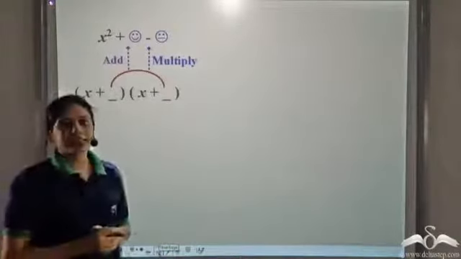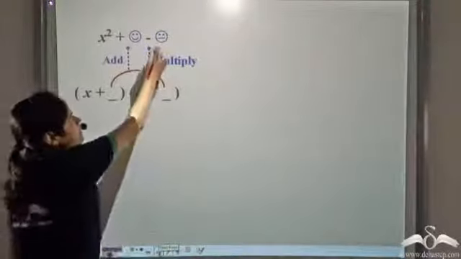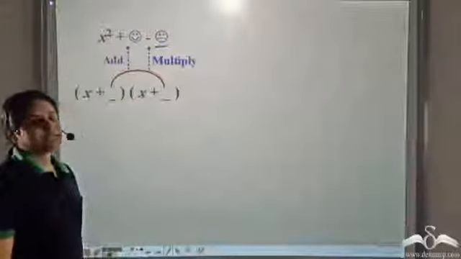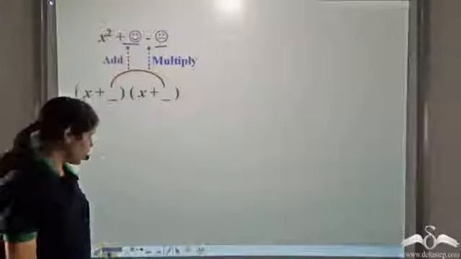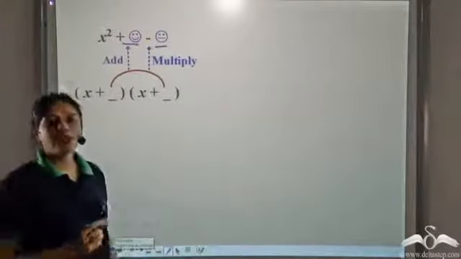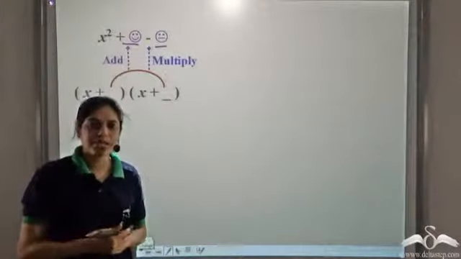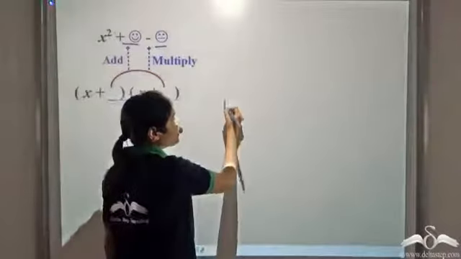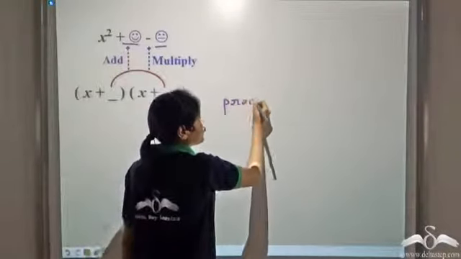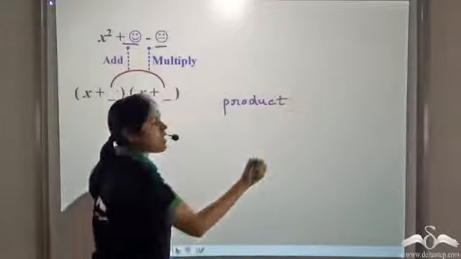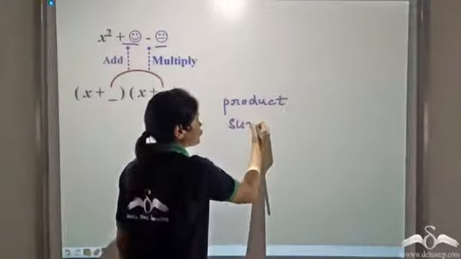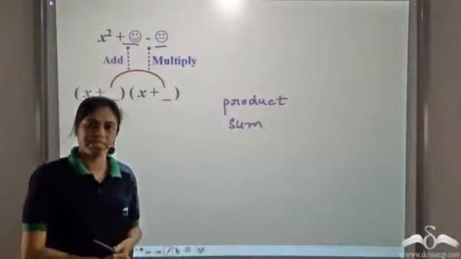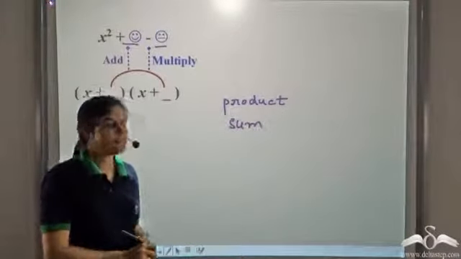So first let us consider this case. If we have the last term as negative and the middle term as positive. Now we have seen that we need to express the last term as the product of two numbers and the middle term as the sum of two numbers. That is, the coefficient of the middle term as the sum of two numbers.